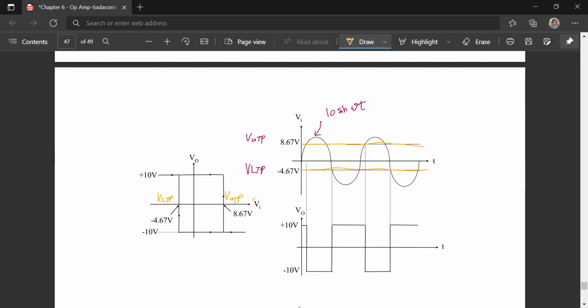If Vi is greater than VUTP, this part, your output is negative 10. So Vi greater than this point, your output is negative 10 volt. Here is where Vi is greater than VUTP. So at this point, you will get Vout equals negative 10, and you draw that on your output voltage.